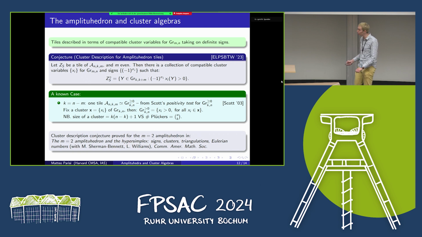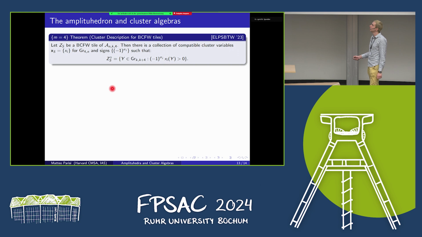In the last few minutes, I would like to mention the m equals 4 case, which is the cluster description for BCFW tiles. We basically prove that the tiles that appear in the BCFW tilings, which I mentioned in the previous part of the talk, satisfy this cluster description. In particular, there is a collection of compatible cluster variables that I denote as x sub S, where S is the positroid cell that gives you the BCFW tile, that are cluster variables in Gr_{4,n}, and there is a collection of signs such that the interior of the BCFW tile is determined by the locus where this collection of cluster variables have a definite sign.